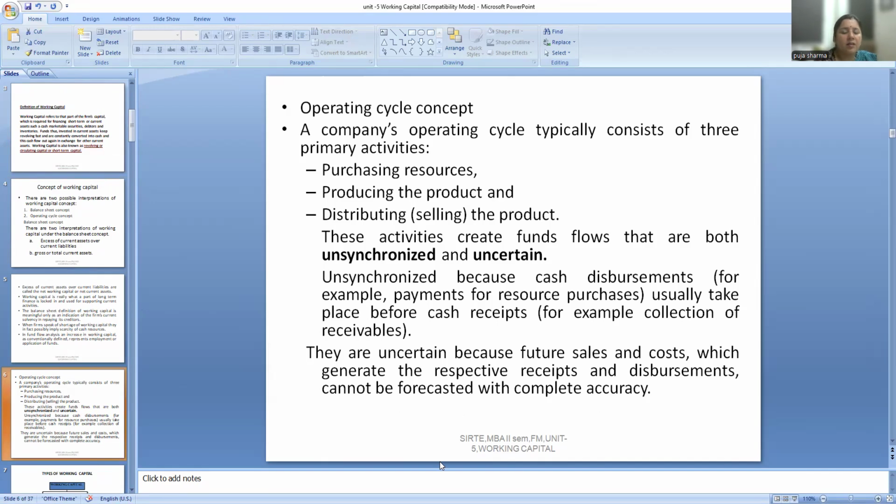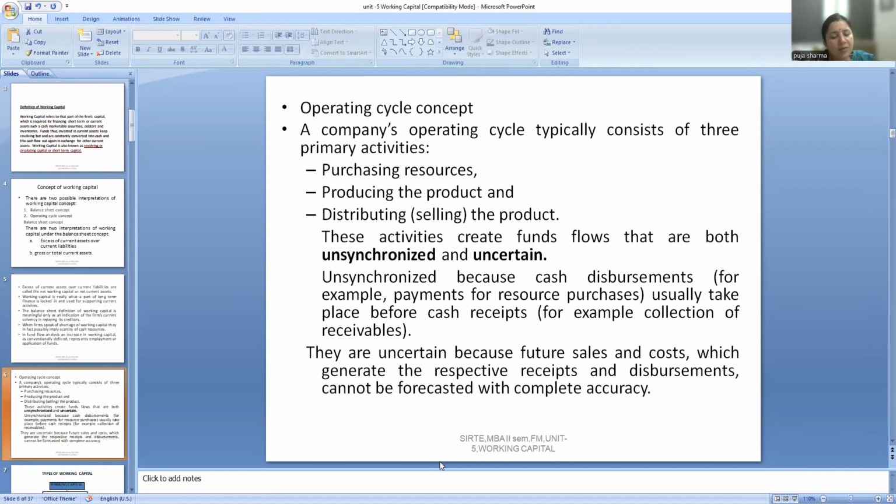In the operating cycle concept, here you can see the purchasing of resources. We use the cash to buy the resources, and then that raw material will be converted into the product by the production process. After completion of the manufacturing of the goods, when the goods come in the final form, that product will go to the market for distribution and selling. So these activities create funds and this cycle converts the cash again into cash.